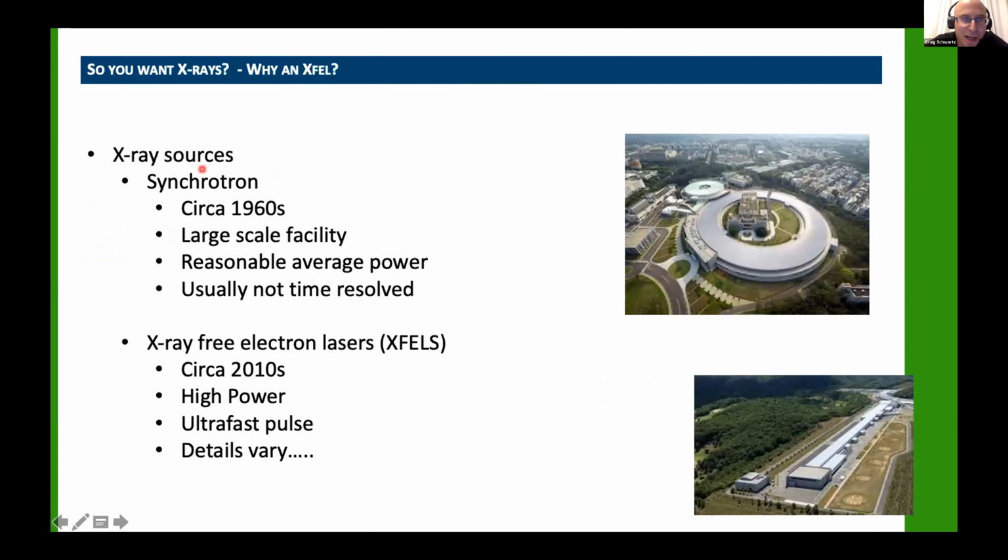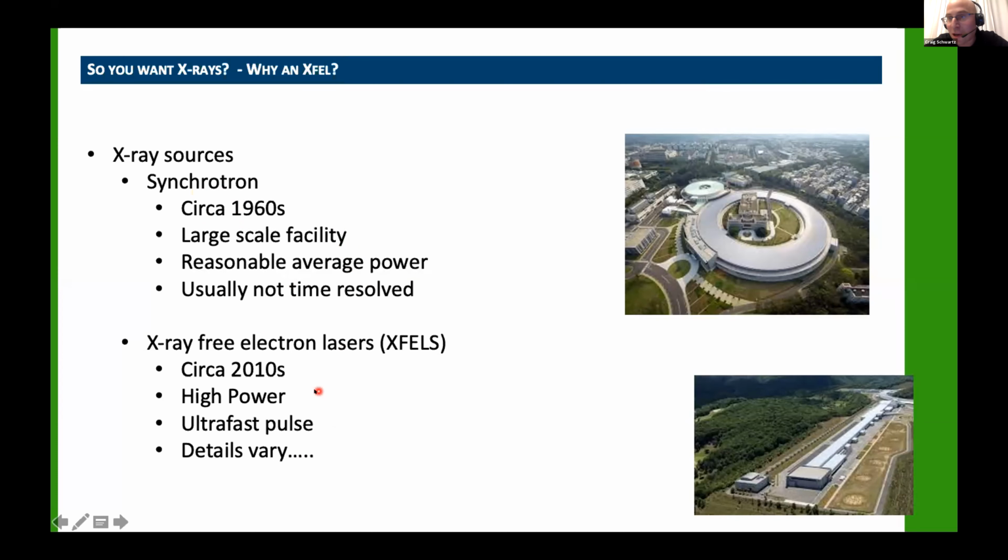I want to take a second to talk about how we make X-rays. For those of you in Japan, the closest synchrotron to you is SPring-8, which is about an hour and a half south of Kobe. These are large-scale facilities. They give you a very good average power, but they don't give you a ton of power in a very small amount of time. So if you're particularly interested in phenomena that are really fast, these aren't great. But they're still the workhorse machines, and they get used all the time.